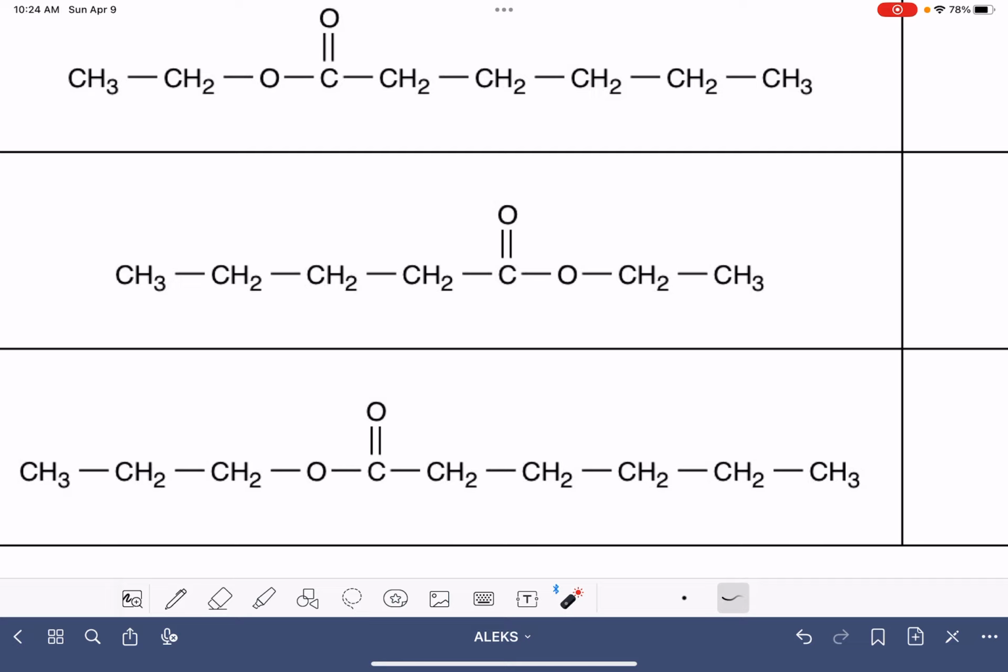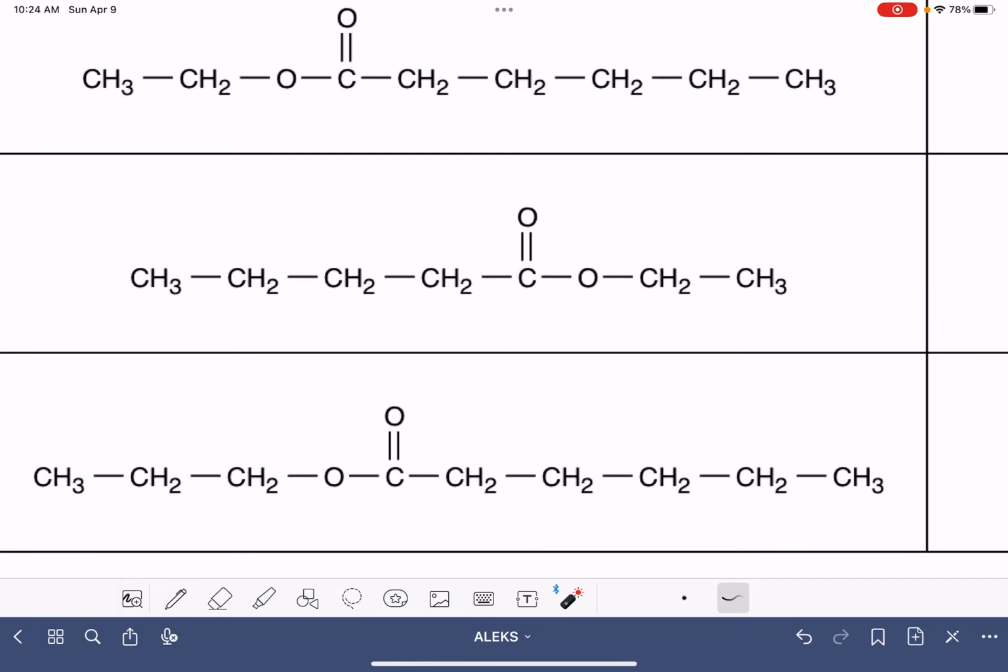We're going to start with the molecule in the middle. I think this one is the easiest one to name. Esters are a little bit tricky to name. In order to name an ester correctly, you have to divide the molecule in half, and there's only one right way to divide it in half. So we're going to start by finding the ester group. There's the ester group right there.